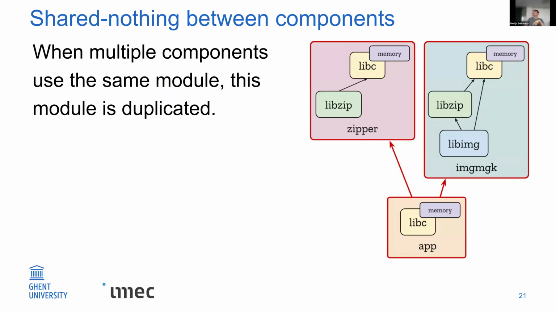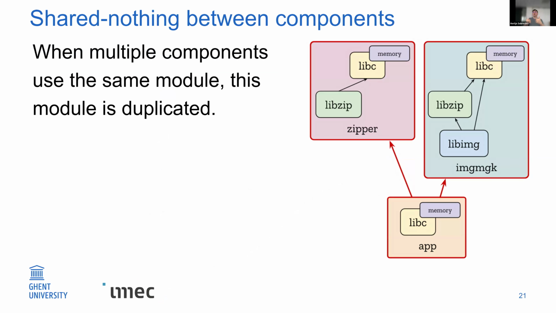Between these components, when multiple components use the same module, this module is duplicated. There is shared nothing between components in order to ensure these security guarantees. Because multiple components can, for example, have multiple supply chains, can be written by multiple different companies, in order to ensure the stability and the security of the entire application.